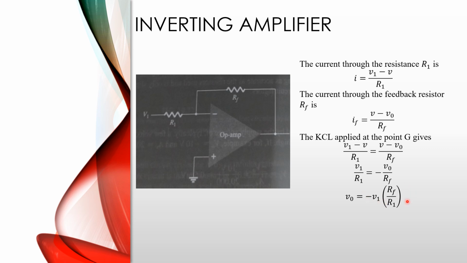So by this expression we can say that op-amp can work as an inverting amplifier. V0 equals minus V1 into RF by R1. If we vary the feedback resistor value, we get different gain of the input voltage. Okay. So this is the simple circuit of an inverting amplifier by using op-amp. Hope you understand this topic.